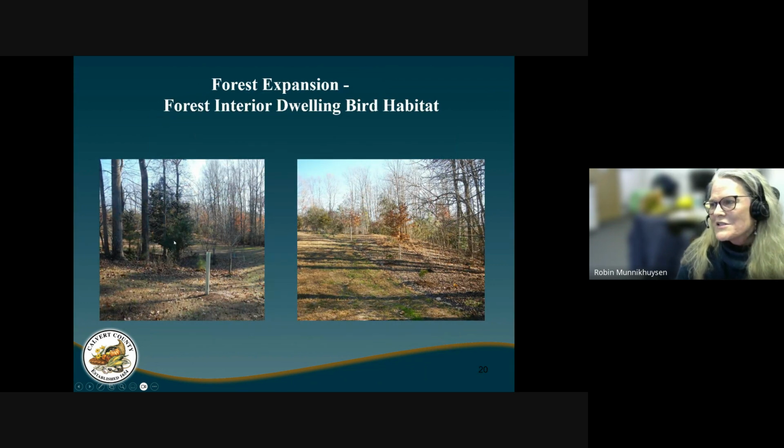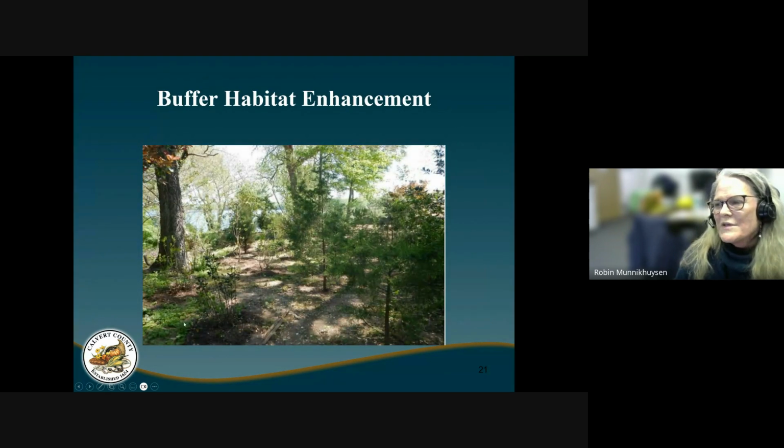Also, this is a larger property and we've done several plantings here. They wanted to extend their forest. So you can see where the plantings have been put in, and this is also designated as forest interior dwelling bird habitat. So even better, it expands the value of this property for that. This is a buffer planting. And again, this is over several years.